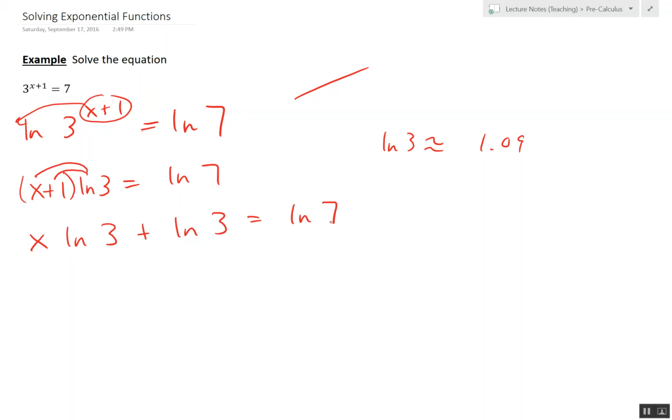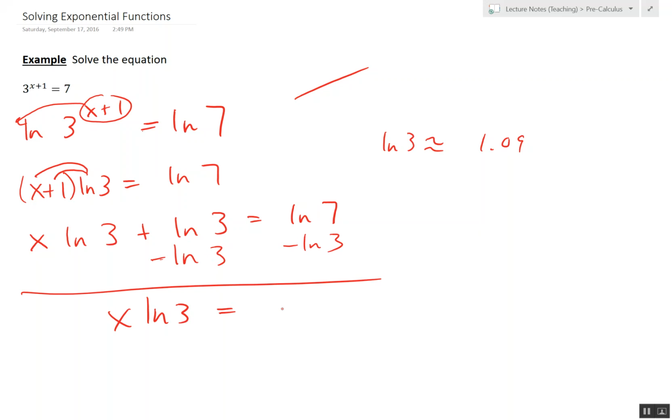And the next thing we are going to do is isolate the x. And this is just like any other problem. This x is being multiplied by a coefficient, plus a number, equals another number. So all we do is move this number to the other side. So the ln of 3 gets subtracted from both sides. So we get x ln of 3 equal to ln of 7 minus ln of 3.